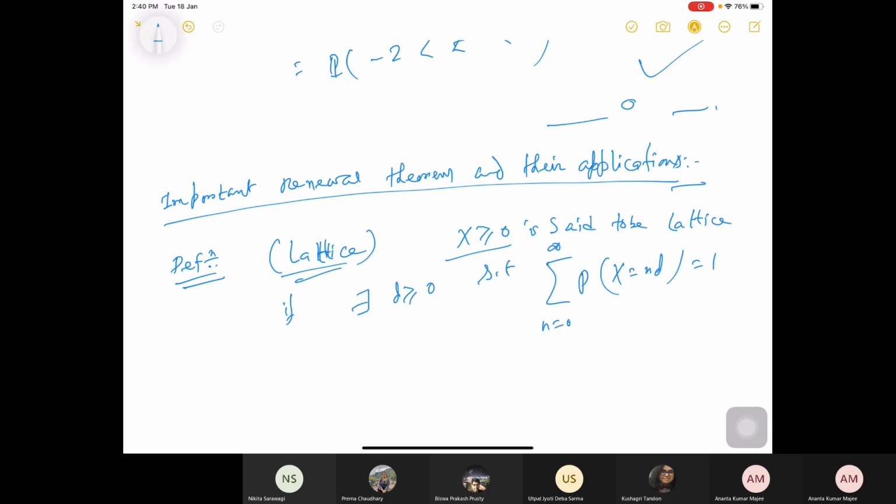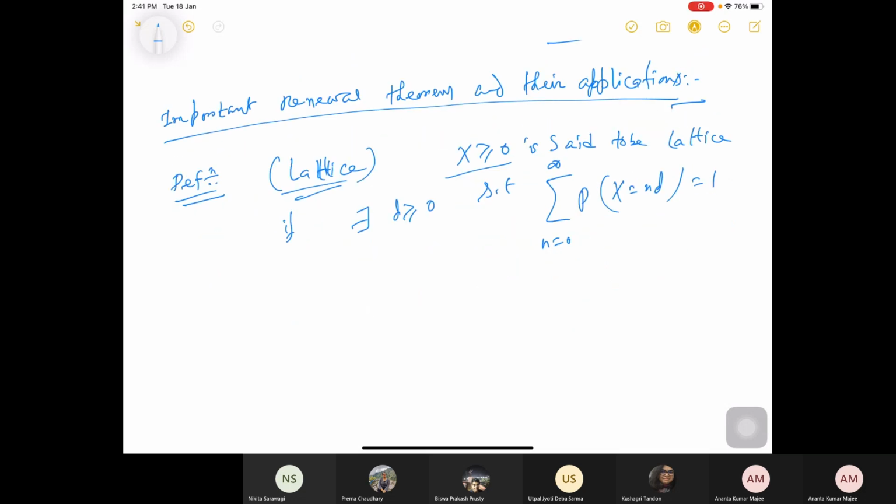Okay, that means X is lattice if it takes only the integral multiples of some non-negative number. Is it not? So the probability of X equal to nd, if you look at the sum, that gives you 1. That means it does not take any values at other points. It is taking the integral multiple, not the integer value, because d may be some fraction number and so on. So X, a non-negative random variable, is said to be lattice if it takes only integral multiples of some non-negative number d.